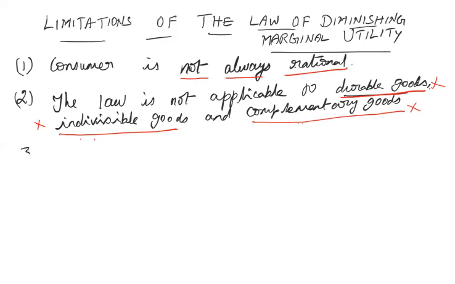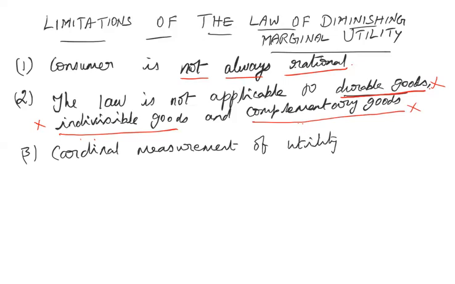Okay. Then the third one is the very basic assumption, cardinal measurement of utility. In actual practice, it is impossible to measure the satisfaction derived in terms of cardinal numbers. So cardinal measurement of utility is not possible. No consumer can say that after consuming a particular commodity, I derived 10 utils of satisfaction, or I derived 30 utils of satisfaction. It is impossible to measure satisfaction in terms of numbers.